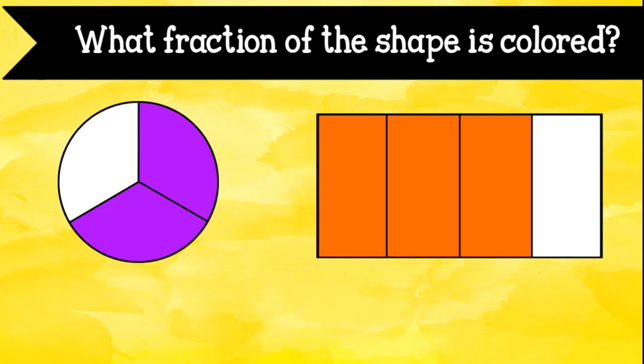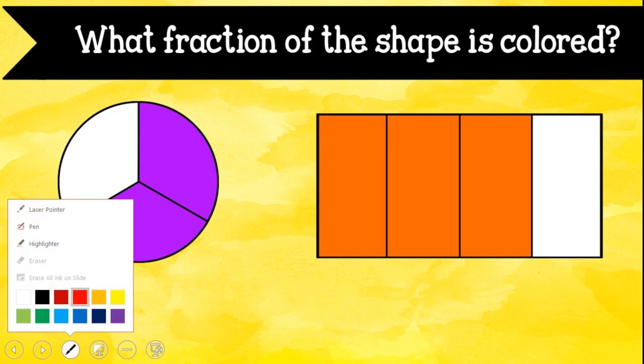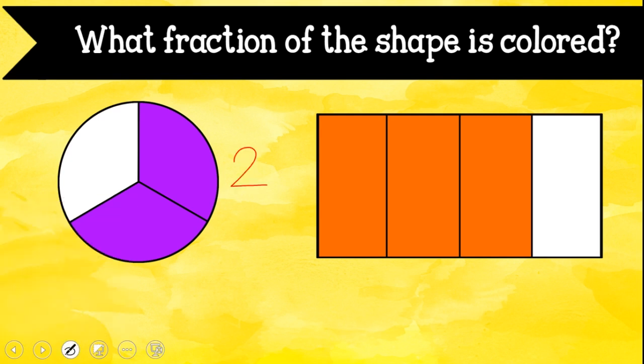Okay. Again, let's do a quick check-in of this. I'm looking at my whole circle here, and I have 1, 2, 3 parts. So 3 goes on the bottom. And then I'm coloring 2. I want to know which fraction of the shape is colored. I have 2 that are colored, so it goes like this: 2/3, okay?